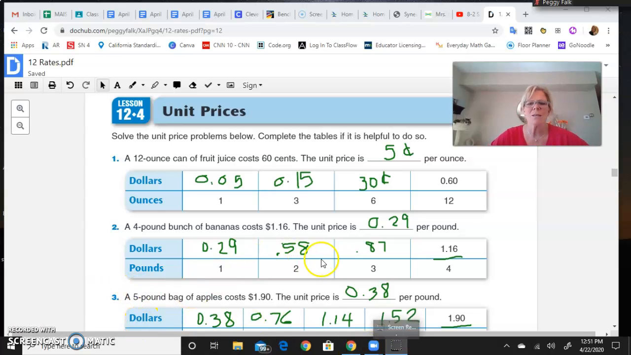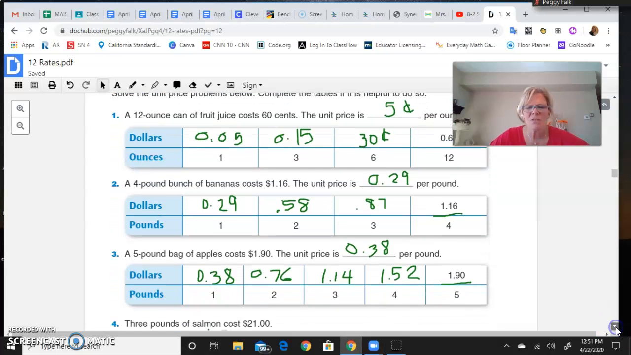So for 320, these are the types of questions that you're going to need to know for the chapter test, finding the unit prices, or whatever you're talking about. So number one, we were given that a 12 ounce can of juice costs 60 cents. To find the unit price, you would take 60 cents divided by 12 ounces and you'd get 5 cents per ounce. 3 ounces would be 3 of these, so times 3 would be 15 cents. 6 would be 30, and then back to 60 cents for 12.